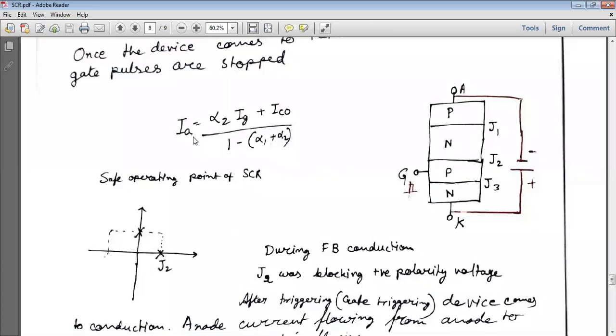So SCR is also called a semi-controlled switch. SCR can control only one state, the anode current. It cannot control the other state with the help of a gate pulse. So it is also called a semi-controlled switch. Okay. So these are the reasons why it is called unidirectional and why it is called the semi-controlled switch.